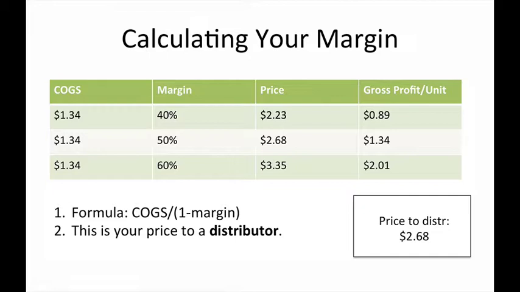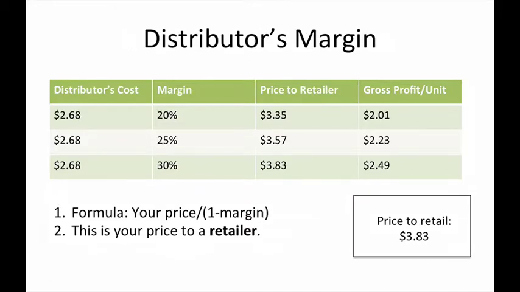So in this example, we're going to use the 50% margin, and you get a $2.68 price to your distributor, and you make $1.34 on that price. Then your distributor takes that $2.68, they add on a margin, typically 25 to 30%. More often nowadays, it's 30%. All of my distributors are at 30% right now. And then you arrive at different prices to the retailer.